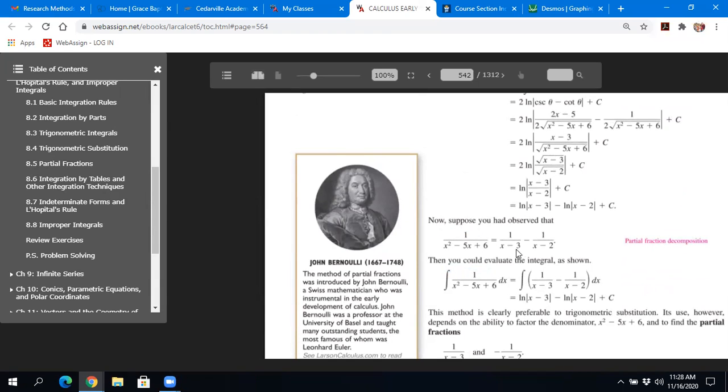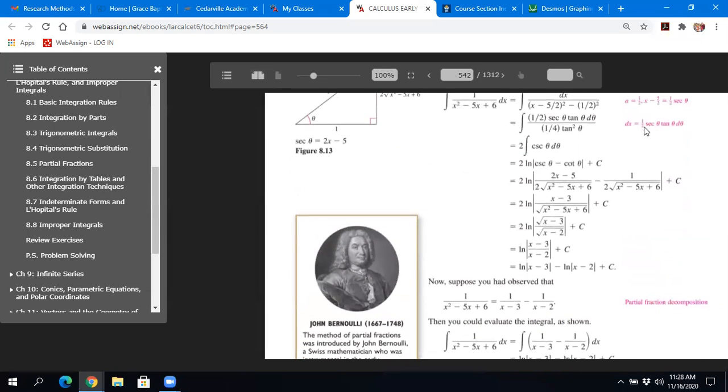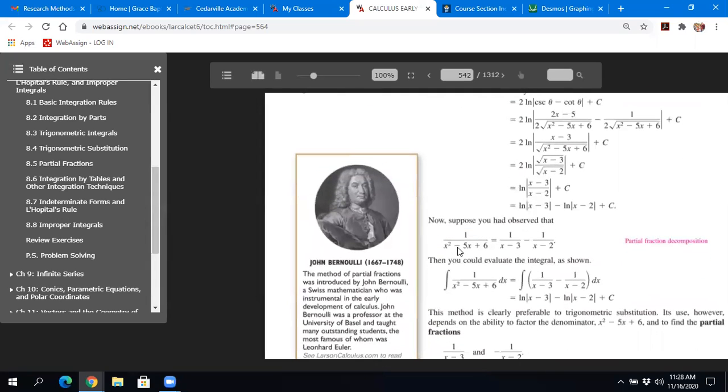First, how in the world did they come up with this? Look, up here, they had to do some crazy stuff with like a trig substitution, and they ended up here. And you're like, well, that seems pretty simple. There must have been an easier way. And it turns out there was. You would factor the denominator. How does x squared minus 5x plus 6 actually factor?